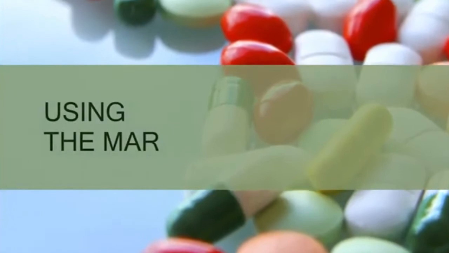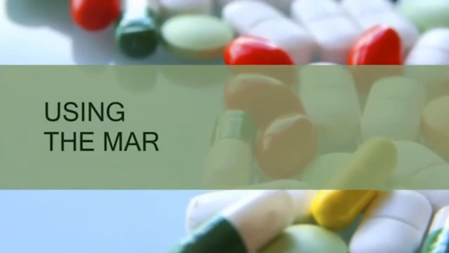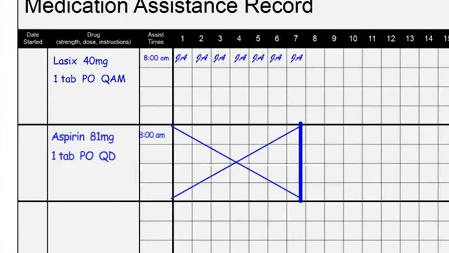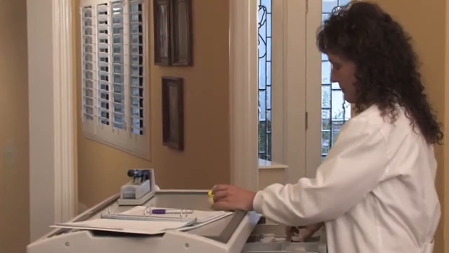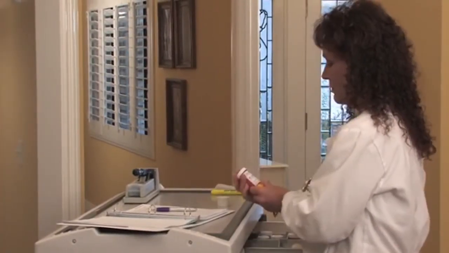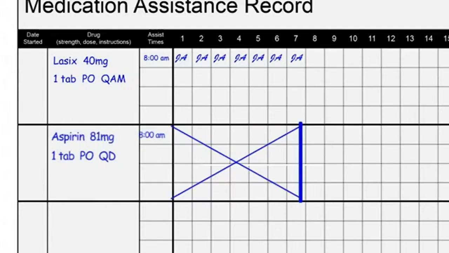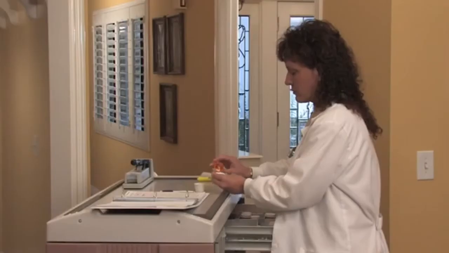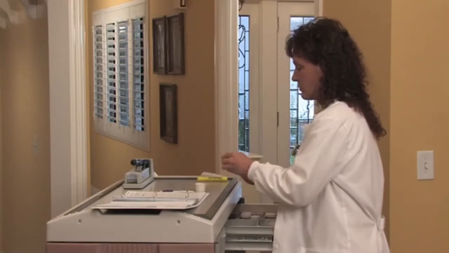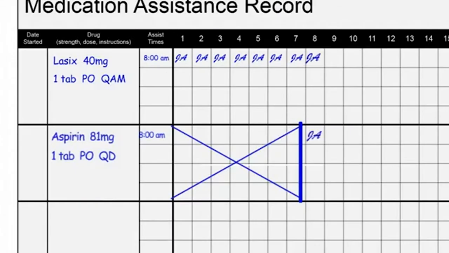Once you have the MAR set up with all of your residents' medications, it can now serve as a template for you to use each day when passing medications to your residents. In this example, as we were preparing medications for the morning dose, we would turn to Jane's MAR in our medication book, and we would see that she is to take both her Lasix and her aspirin at the 8 a.m. dosing time. We would pour those medications into a medication container and initial the MAR.